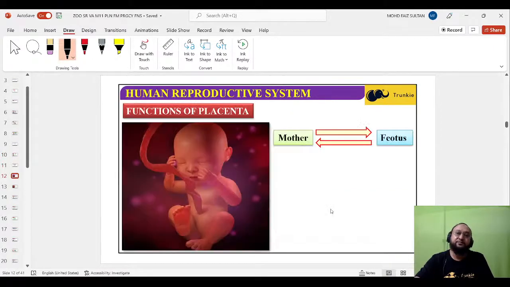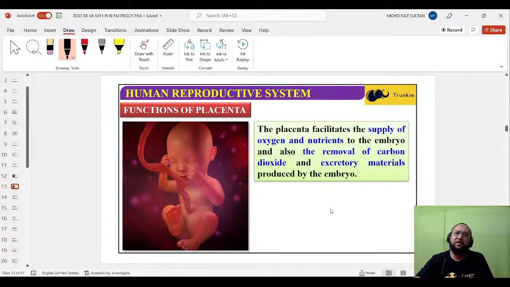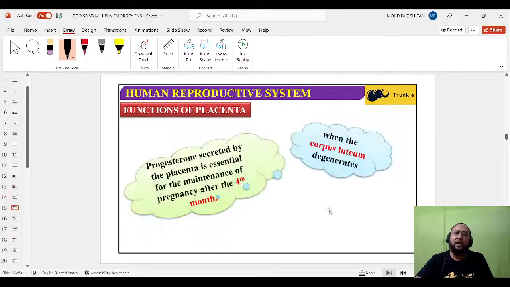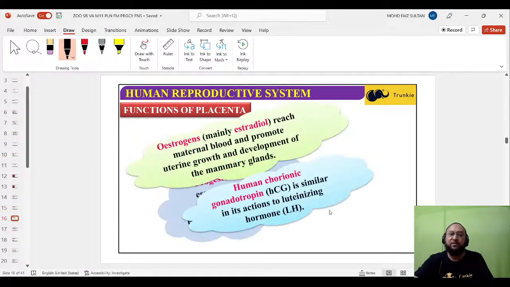Okay, and from mother to the fetus, the placenta facilitates the supply of oxygen, as I already told you. The progesterone is the hormone which maintains the pregnancy after 4 months, because once a female has conceived, there should not be menstruation. When the corpus luteum degenerates, there should not be production of a new ovum, or there should not be ovulation. Okay, so all these estrogen, estradiol reach the maternal blood to promote uterine growth and development of the mammary gland. It prepares the mammary gland for milk production.